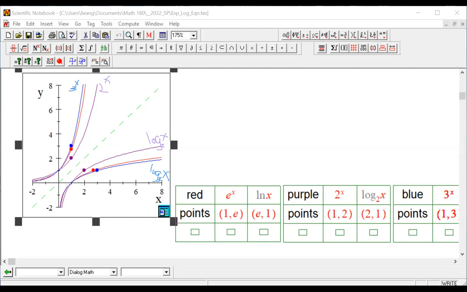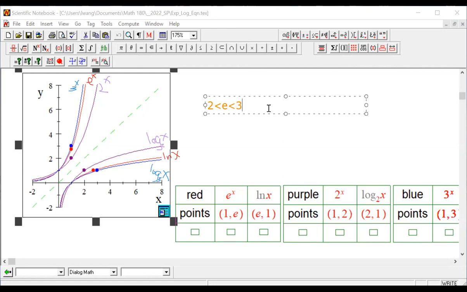Color coordinated. The red, right? The red, of course, is e to the power x. And the red over here is ln x. With these observations, and we also know that 2 is less than e, less than 3.